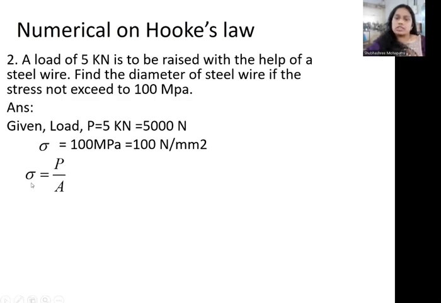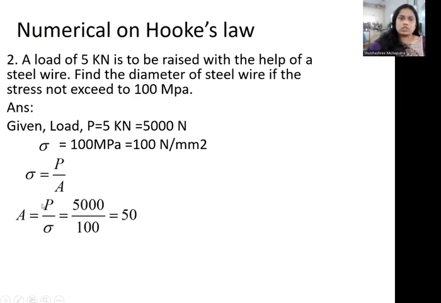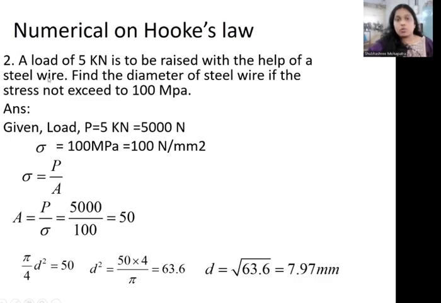For that, the stress formula, we know, is the load per unit area. That means P divided by area. So here P is known, sigma is known, so we can easily find out the area. So area will be P by sigma. Put the values now, we'll get 50 mm square. Next, it is a wire, so area will be pi by 4 d square. Pi by 4 d square was found to be 50. Here, you can easily find out what the d square value will be. Then we'll take the root of it, and we'll get the diameter of the wire.